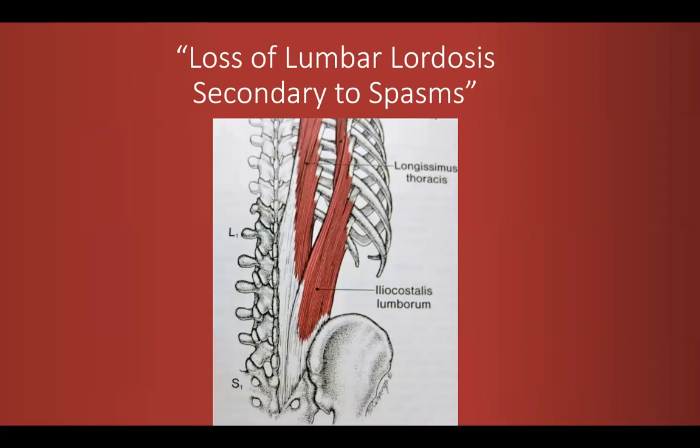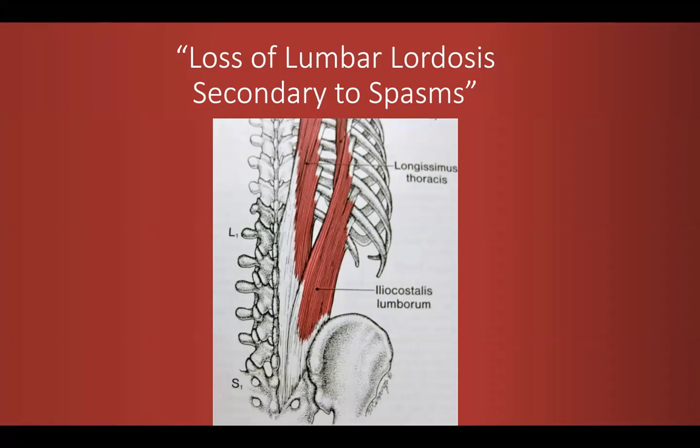Now, all of you have seen an x-ray that said a loss of lumbar lordosis secondary to spasm, but I challenge you: if you've got a lordosis, that C shape, and the muscles attach at the top and the bottom of that C and they go into spasm, does that make the lordosis more or less? Well, it's got to make it more. So the problem is not that the muscles are causing the loss of lordosis. It's that the spasms are because of the loss of lordosis.